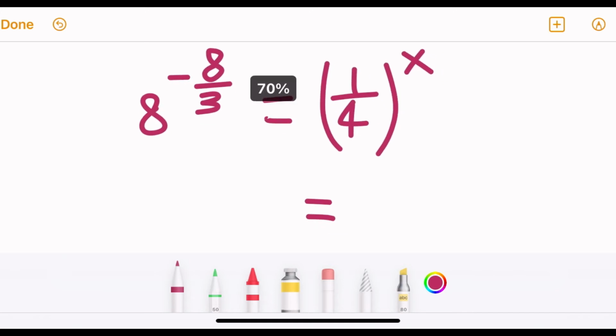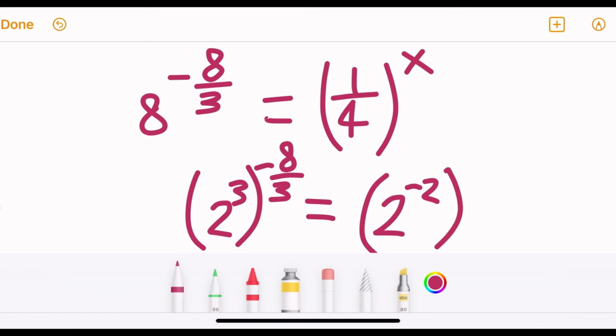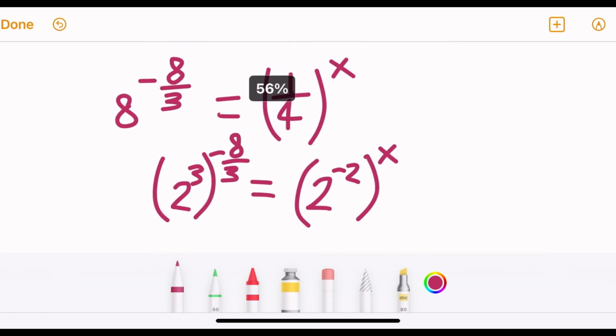Well, I can actually do that. Yep. 1 over 4 is just 2 to the power of negative 2. And 8 is 2 times 2 times 2, so that's 2 to the power of 3. But I can't just throw away their powers, so I'm going to put in brackets and write down their powers. And the power of negative 2 as well. Then I'm going to go and simplify that further.